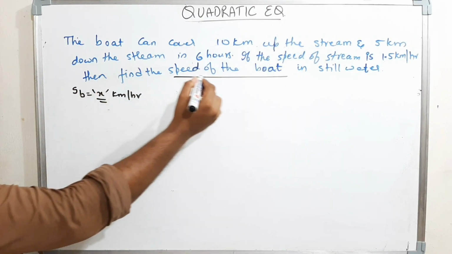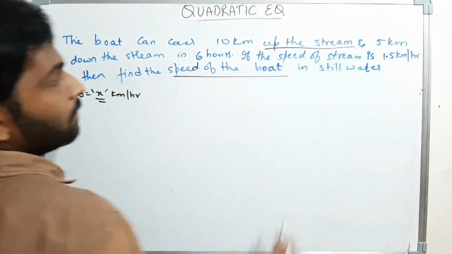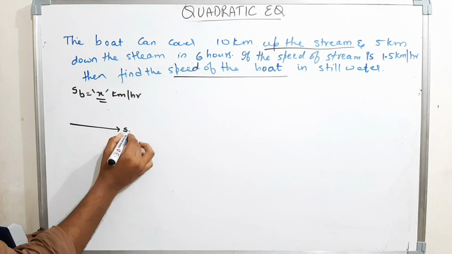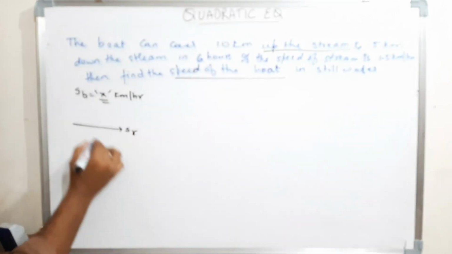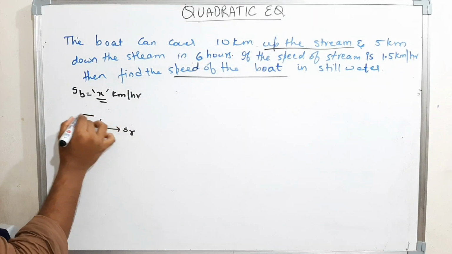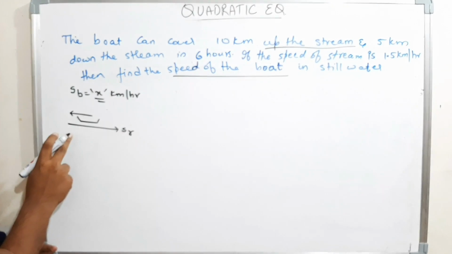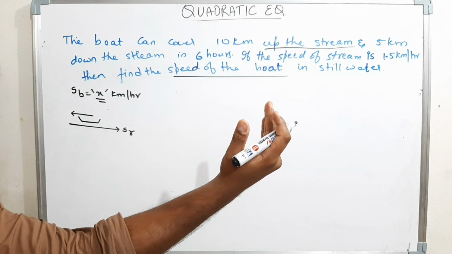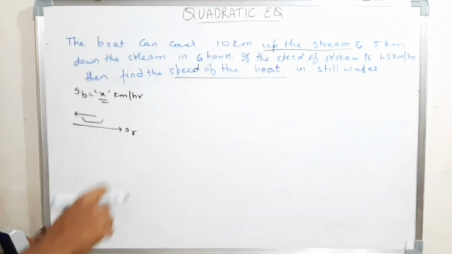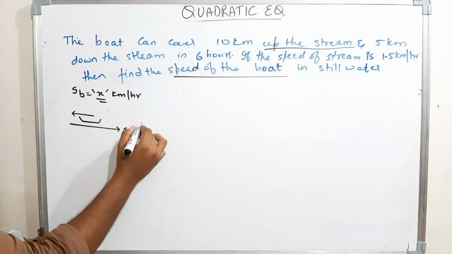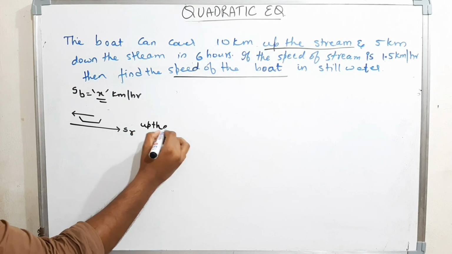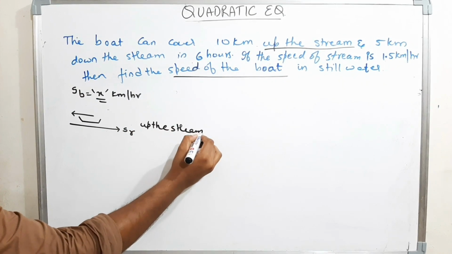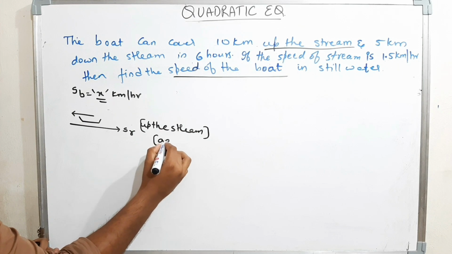Now, what is the meaning of up the stream? If the river flows in one direction, then the boat will move in the opposite direction. The direction of the flow of the river and the direction of the movement of the boat are opposite. Then I will call it up the stream. Up the stream is nothing but against the river flow.